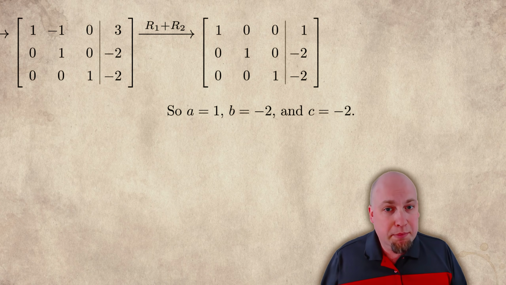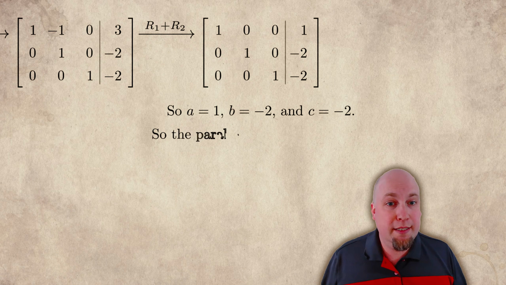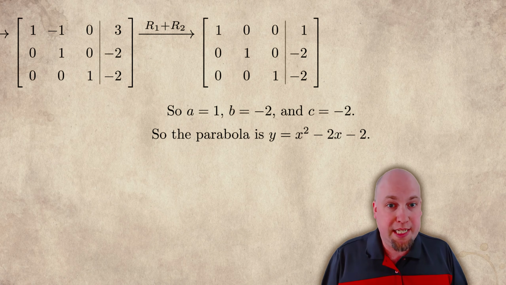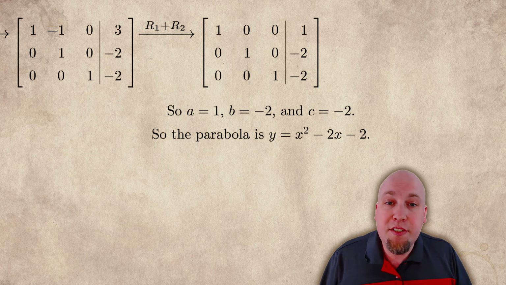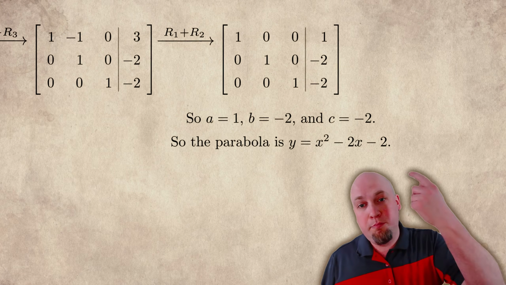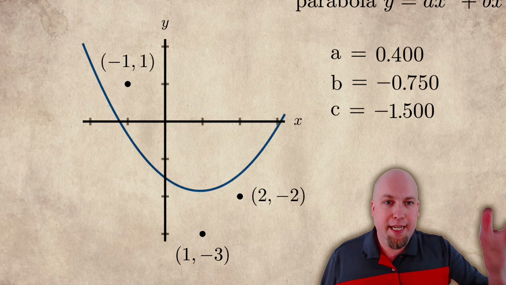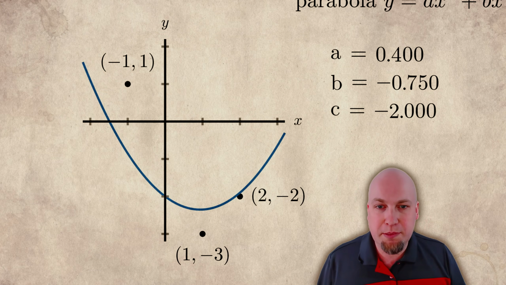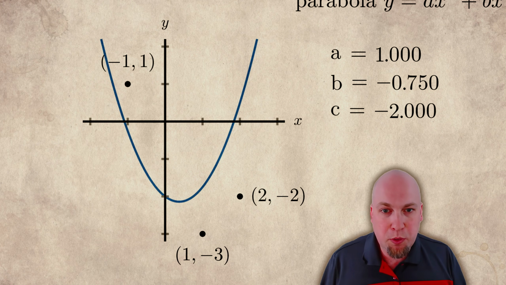So the parabola that goes through those 3 points is the parabola with those parameters. a is 1, b is -2, and c is -2. It's y equals x squared minus 2x minus 2. That's the parabola that goes through the 3 points. And if we go back up to the graph, we can see that. Just change the parameters to the ones we just talked about, and yeah, it's going to go through those 3 points.